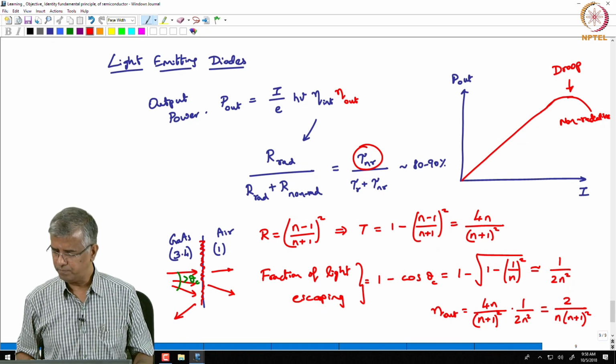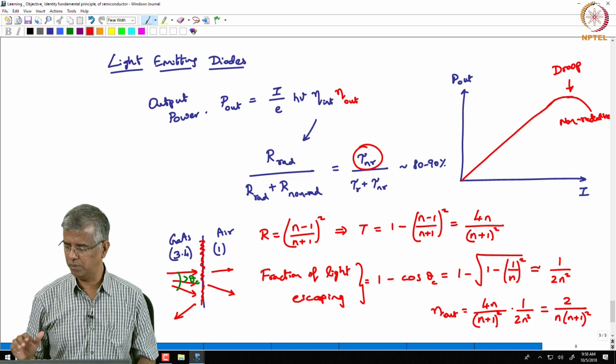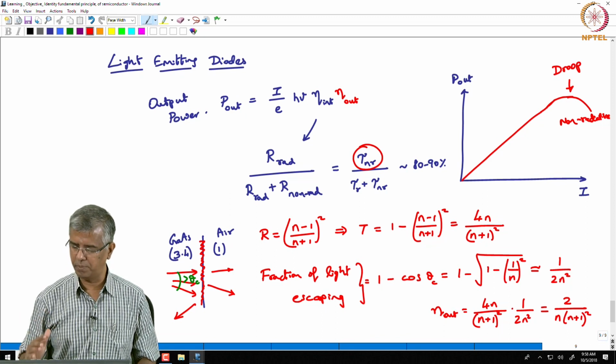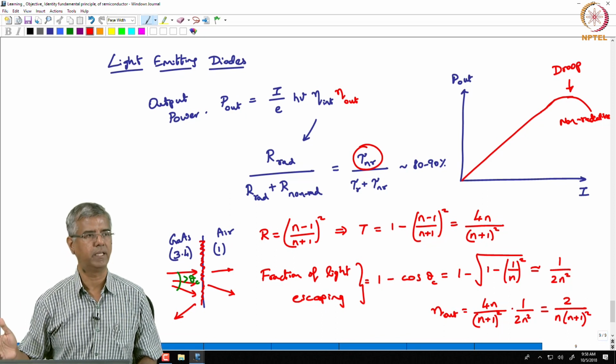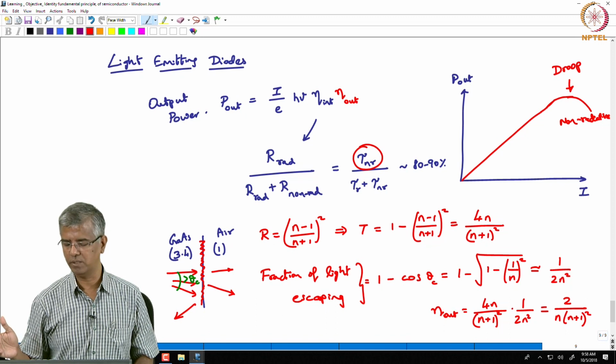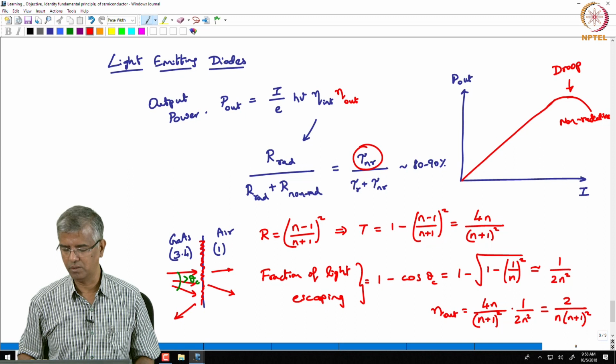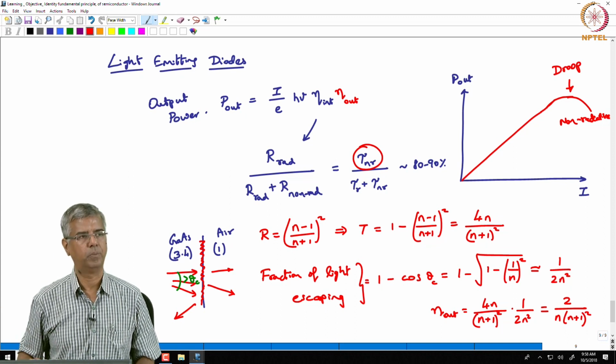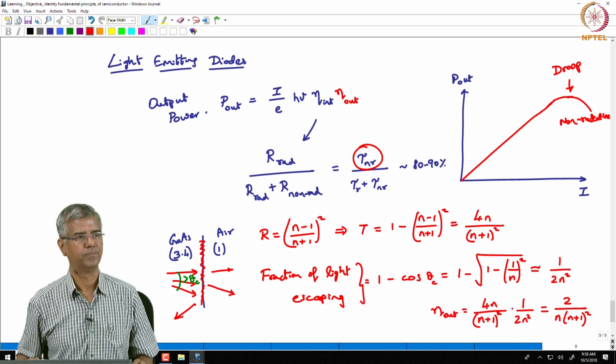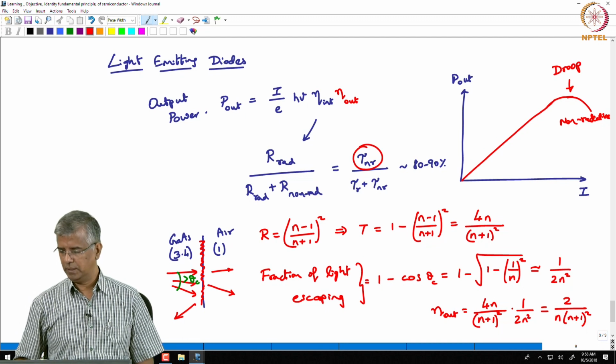So, let me stop at this point. Where we are going with this is that beyond this we will look at the modulation characteristics of these light emitting diodes and also the spectral characteristics of these light emitting diodes. So we will do that before we jump on to laser diodes next week, okay. Thank you.